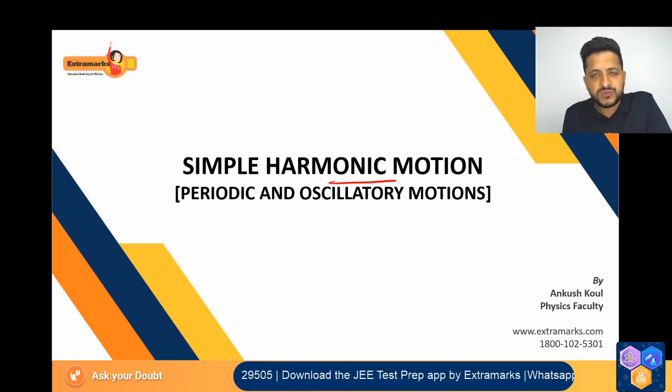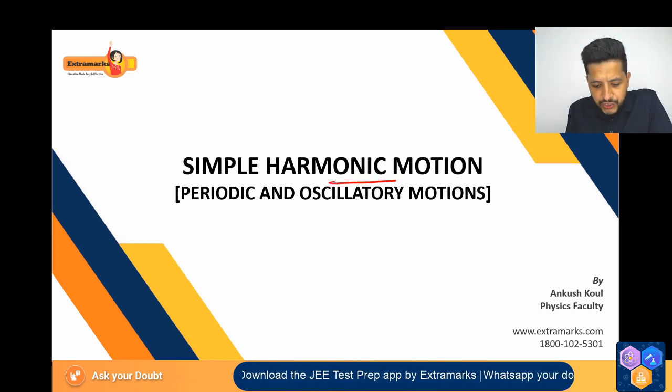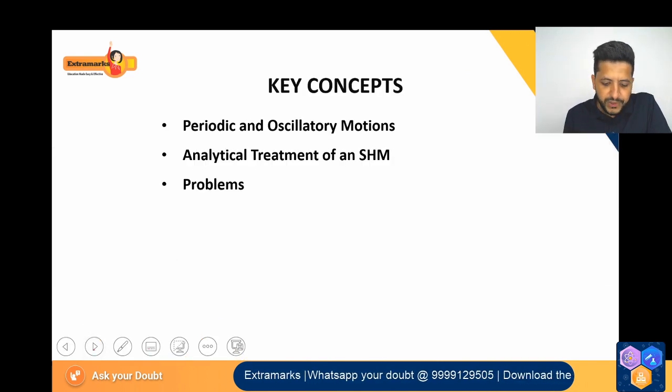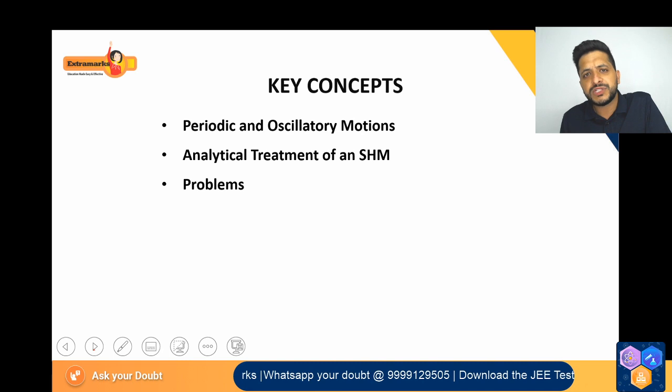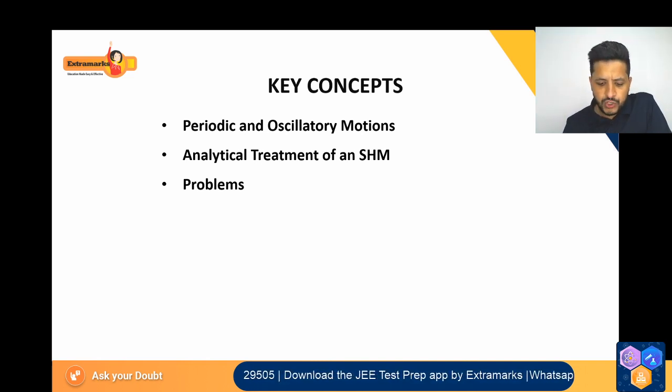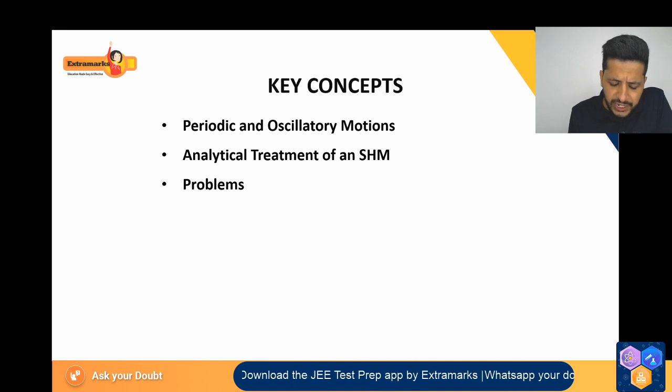To understand this motion, we need to understand two types of basic motions. One is called periodic motion, another is called oscillatory motion. So once we know what periodic motion and oscillatory motion mean, then it will be much easier for us to understand what a simple harmonic motion is actually made up of. So to start with, I'll first define this periodic motion.